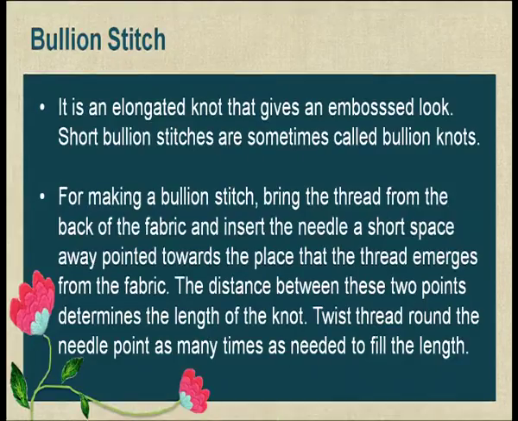Thank you Sarika. So now we move on to the next one, which is very similar to the French knot. It is known as bullion knot. The only difference is it is an elongated knot that gives an embossed look. You have short bullion stitches which are sometimes called bullion knots. For making a bullion stitch, bring the thread from the back of the fabric and insert the needle a short space away, pointed towards the place that the thread emerges from the fabric.